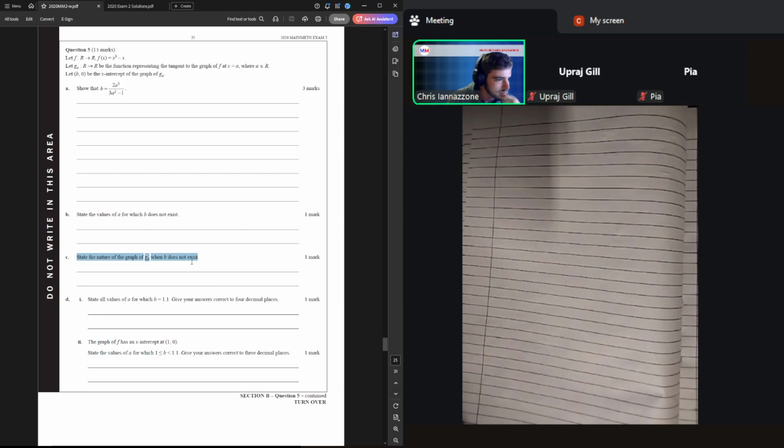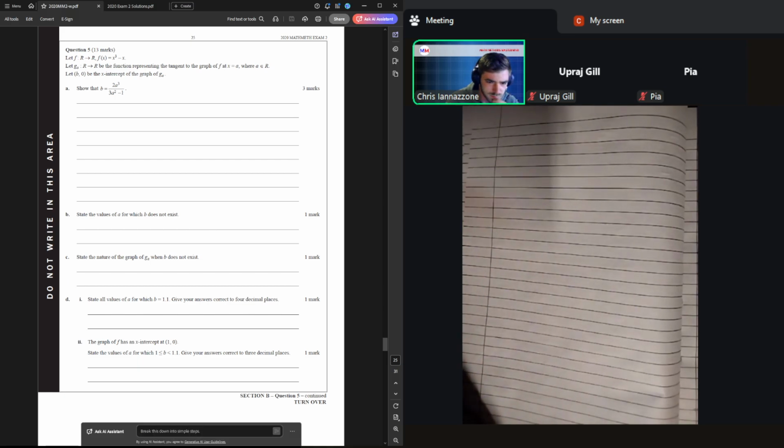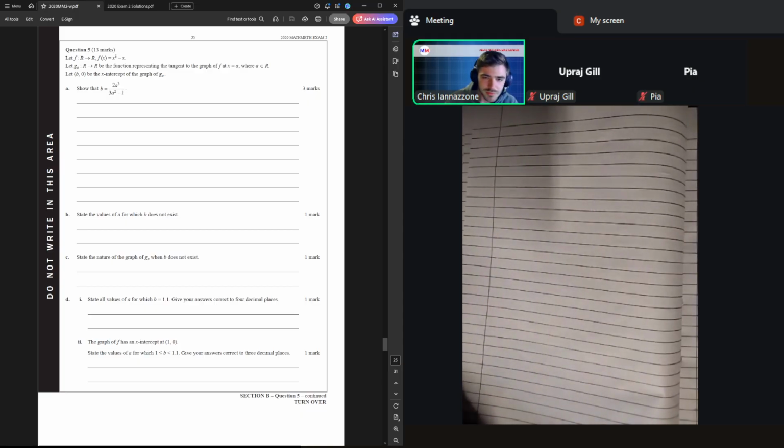The nature of the graph of g of a, or g sub a, when b does not exist. That's a pretty ambiguous thing. And so, if I'm not mistaken, I believe they accepted a fair few. They were kind of flexible with how you would describe this line. They're basically just asking you to describe what the line would look like.